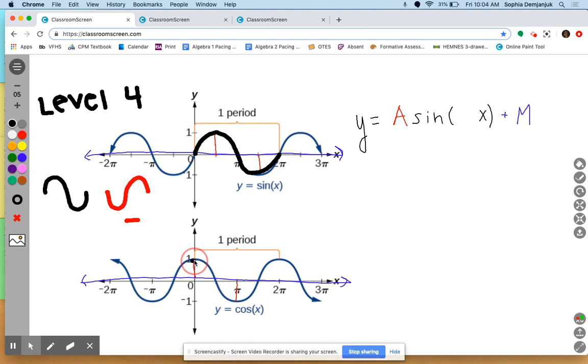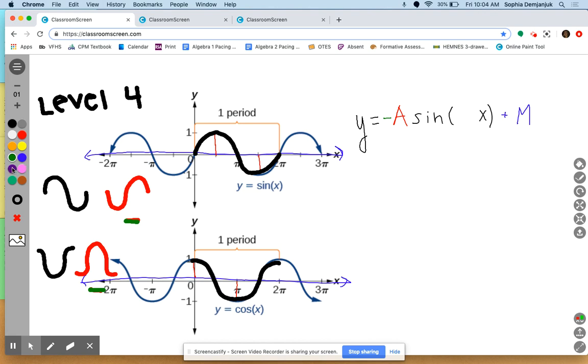Same thing with cosine. Starting at the y-intercept, one cycle, one period, is a nice little U shape. If it's reflected upside down, it'll be a nice little hill or an N shape, and we'll make our A negative in that case as well. So negative, negative, right out in front of our A.